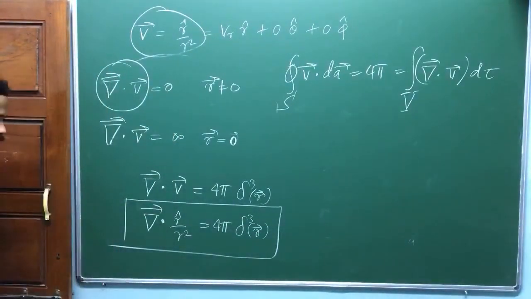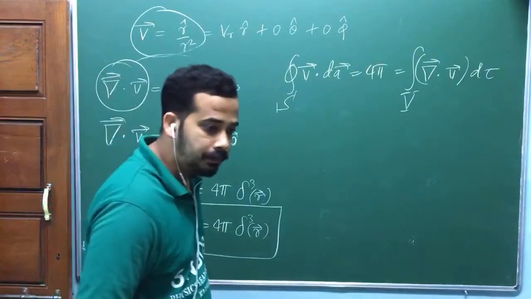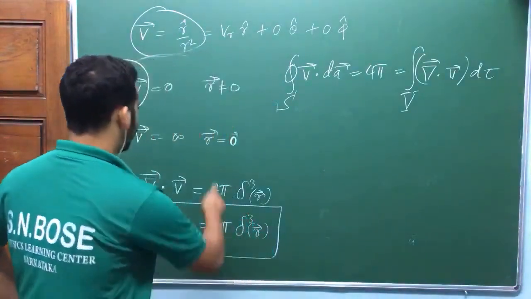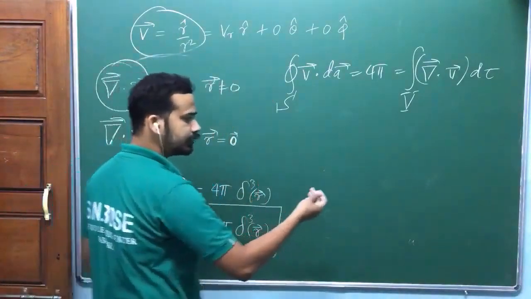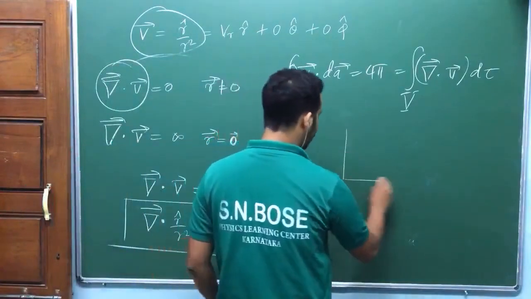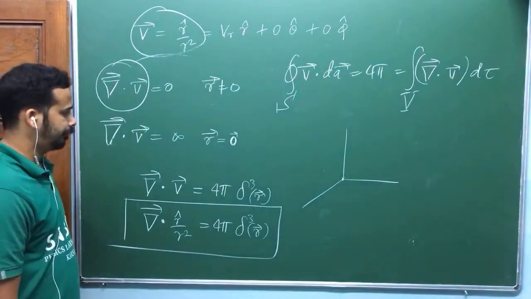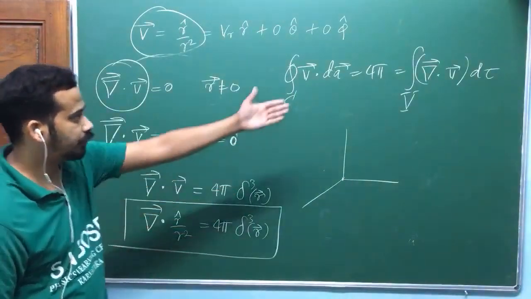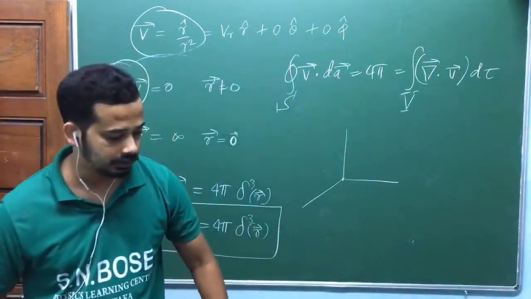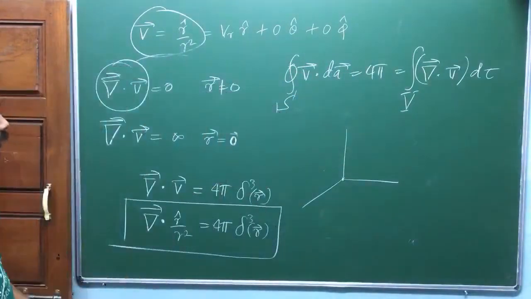Sir, you are denoting the origin with a null vector, r equals 0. So as the origin is a null vector, am I right? I mean, the position vector of the origin is a null vector, is that okay? Now, if you take the volume integral, you will get 4 pi. This is satisfying that equation, am I right?